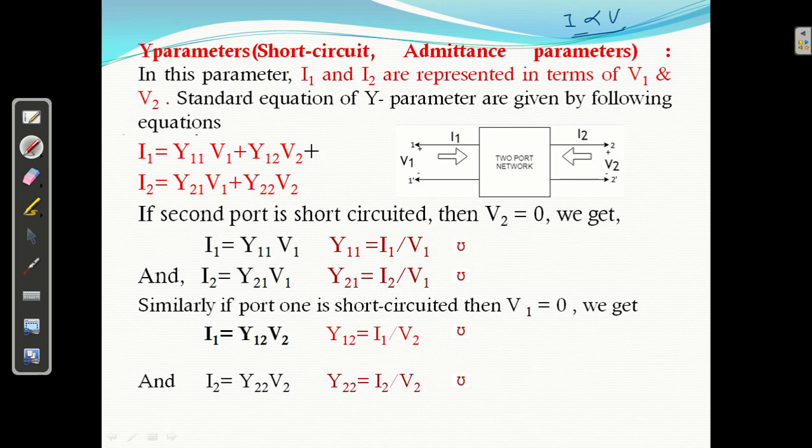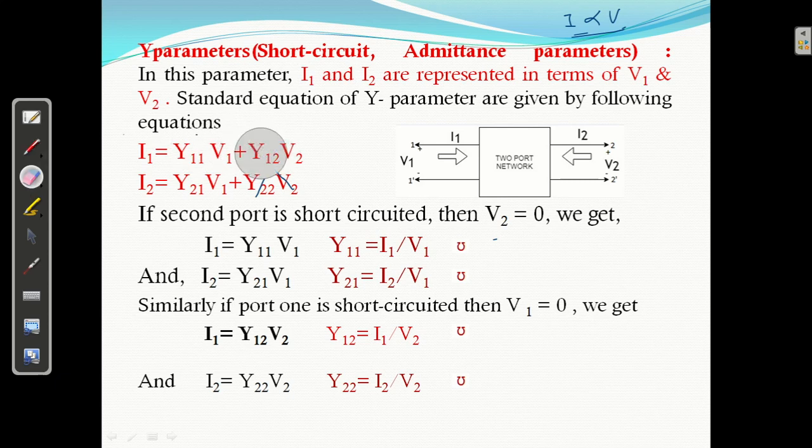Now what to do? Short port 2. If port 2 is shorted, that's why it is called a short circuit parameter. If you short a port, what will V2 become? Here we shorted it, so V2 will be 0. So this term will be 0. So you will get Y11 equal to I1 by V1. The unit will be mho. Similarly, Y21 will be I2 by V1, mho. Clear? So that is the way of finding Y11 and Y21.